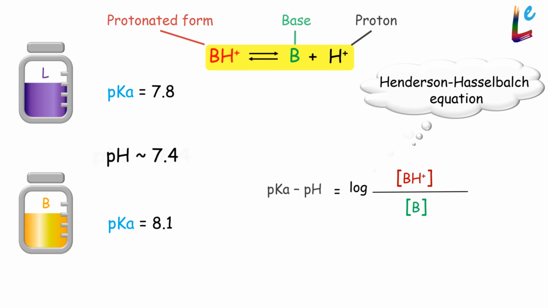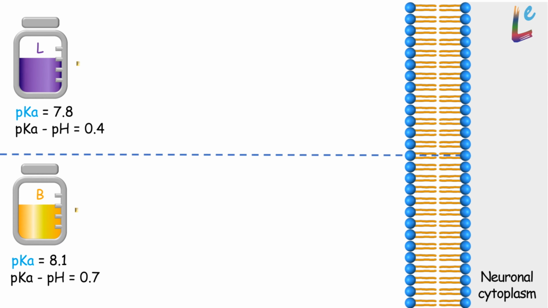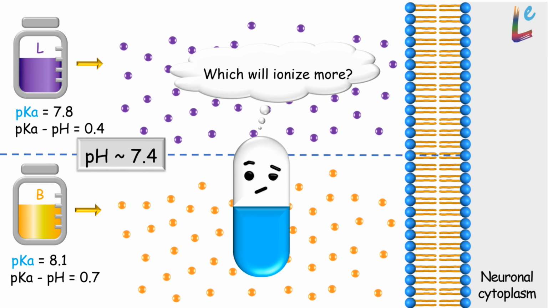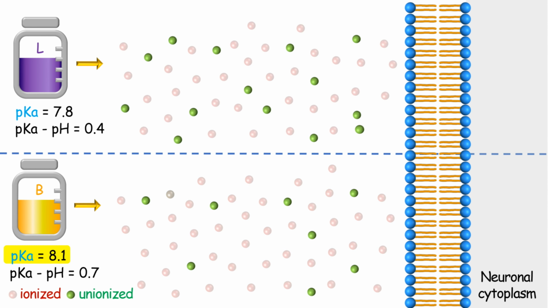When the physiological pH is stable at 7.4, as pKa increases, pKa minus pH will also increase. So if pKa minus pH increases, what fraction of the drug increases? Ionized or unionized? Ionized. Now answer this question. At physiological pH, which drug will be more ionized? L or B? The one with the higher pKa, that is, drug B.